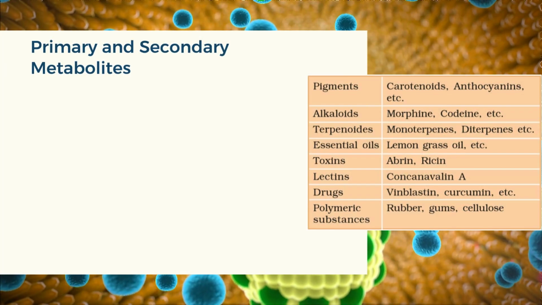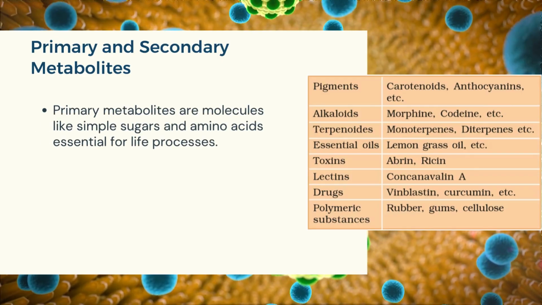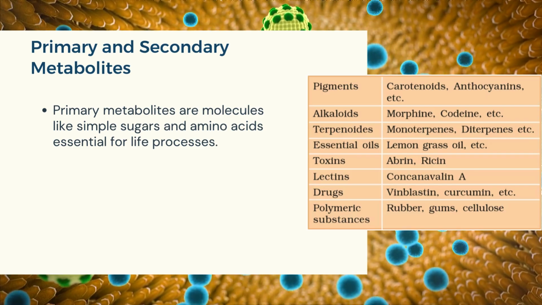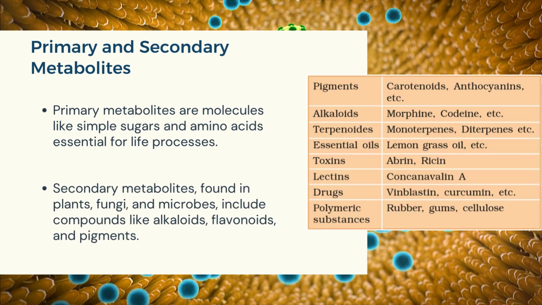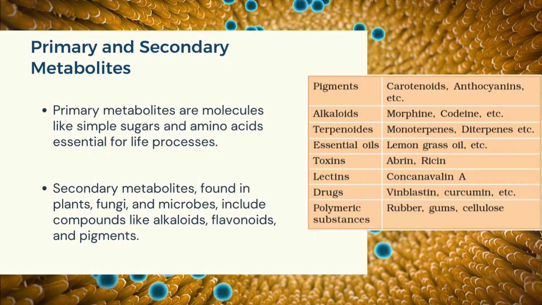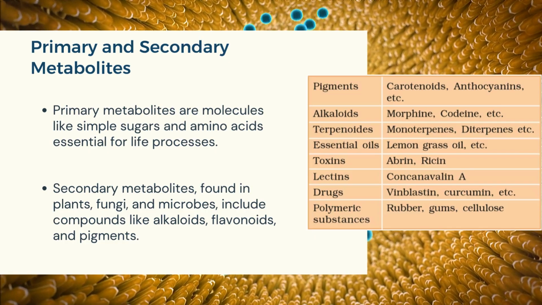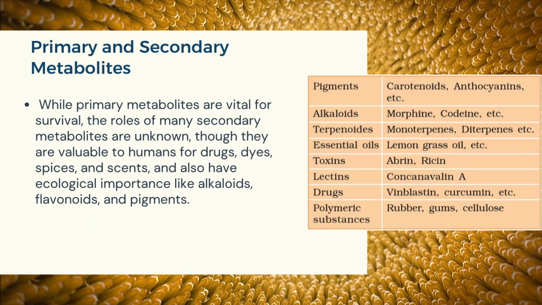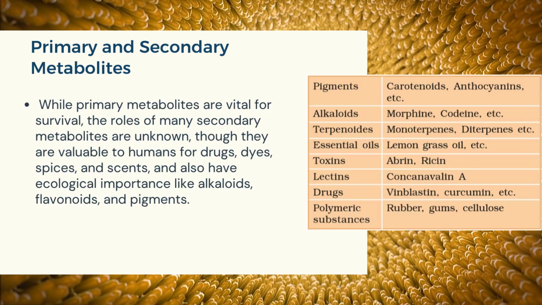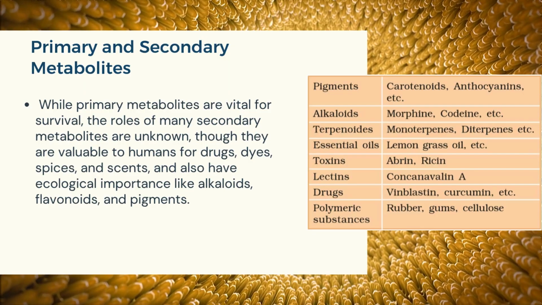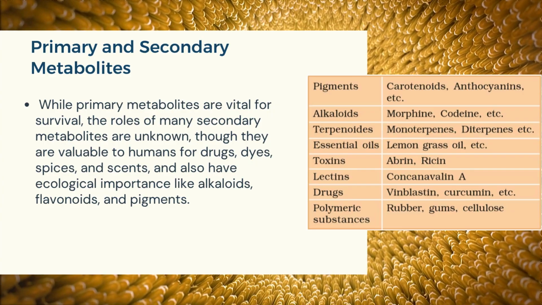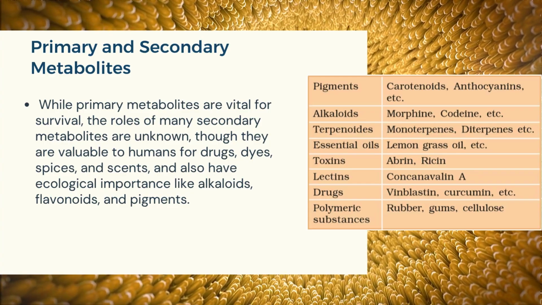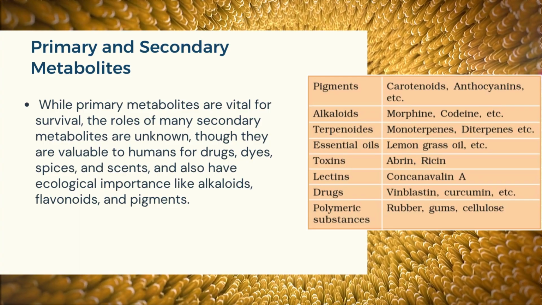Primary and secondary metabolites. Primary metabolites are molecules like simple sugars and amino acids essential for life processes. Secondary metabolites, found in plants, fungi, and microbes, include compounds like alkaloids, flavonoids, and pigments. While primary metabolites are vital for survival, the roles of many secondary metabolites are unknown, though they are valuable to humans for drugs, dyes, spices, and scents, and also have ecological importance.